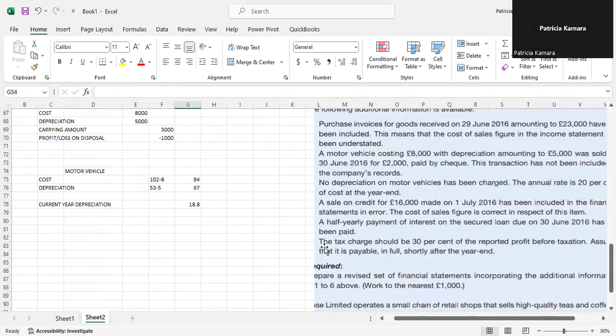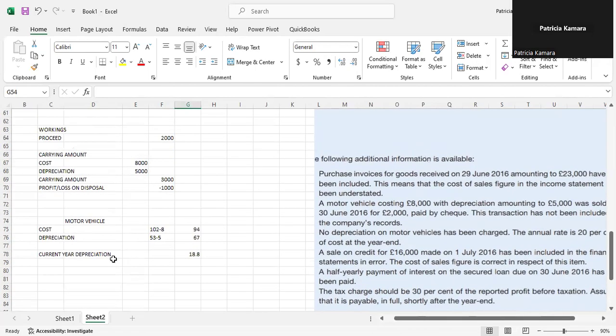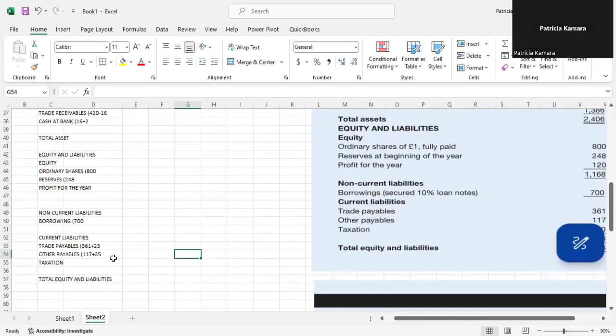And then the tax charge should be 30% of the reported profits before taxation, assuming that tax is payable in full shortly after the year, meaning that we have paid tax for the year. Remember we had included taxation here. We have to take it out. It has been paid, so it's no more a liability.